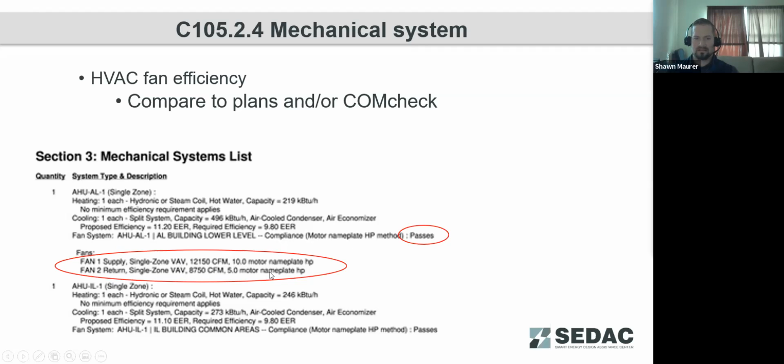Again, that horsepower requirement is based on the total supply air CFM going through the system. There's a simple table in the codes that has a calculation method for how to find that.